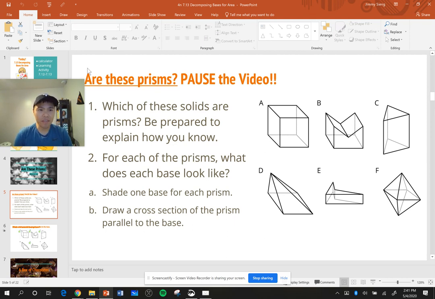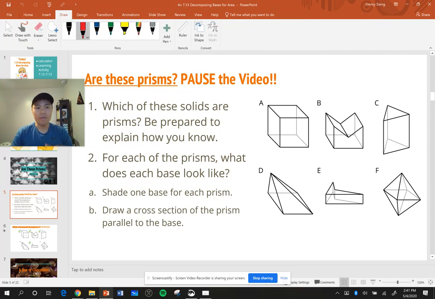Okay, so remember, a prism is when you have a base, which is the flat part on the bottom, where it goes up and up and up, and the top part is similar to that base, right? So if I look at each one of these, A clearly has a base right there, and it's a cube, right? We can see the top part is this part right there. The bottom is the same as the top, so that is going to be a prism.